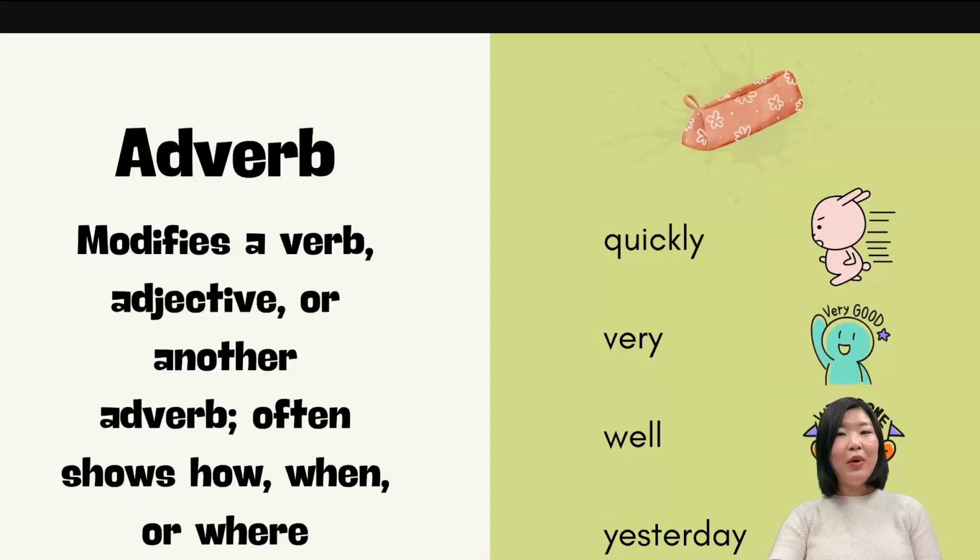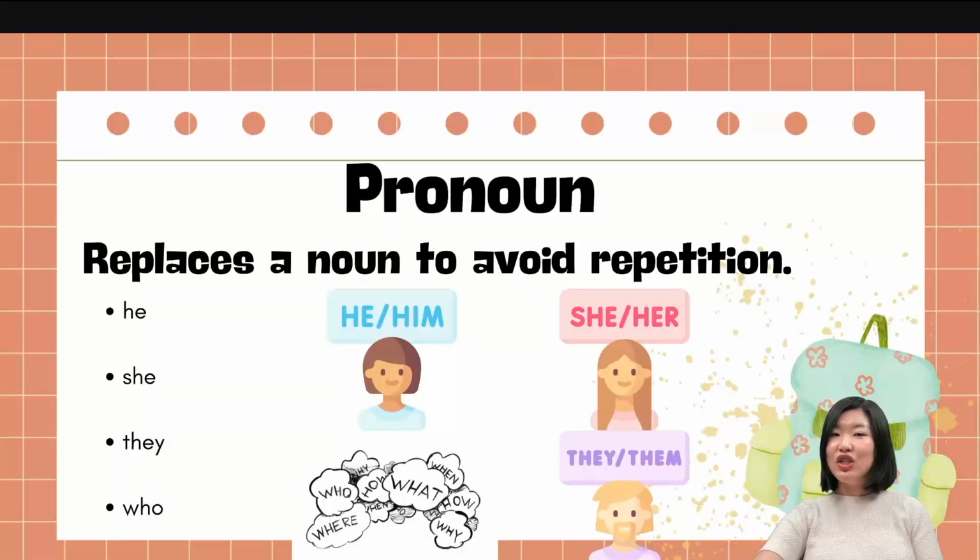Next is an adverb. An adverb modifies a verb, adjective, or another adverb. Often shows how, when, or where. For example, quickly, very, well, and yesterday. Next is a pronoun. So what is a pronoun? A pronoun replaces a noun to avoid repetition. For example, he, she, they, who. So guys, now you know how important nouns are. Now you see how noun is a very important part of our sentences.